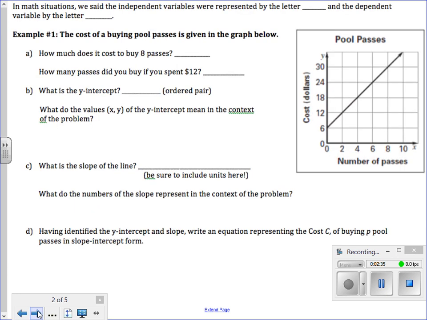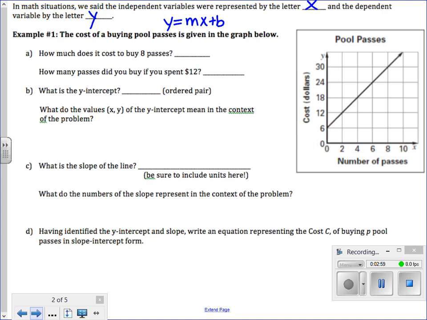In math situations, we say that the independent variable is represented by the letter x and the dependent variable by the letter y. So that just means when we write an equation for a line in y = mx + b form, the y value is going to change. It depends on what you put into the function for x.